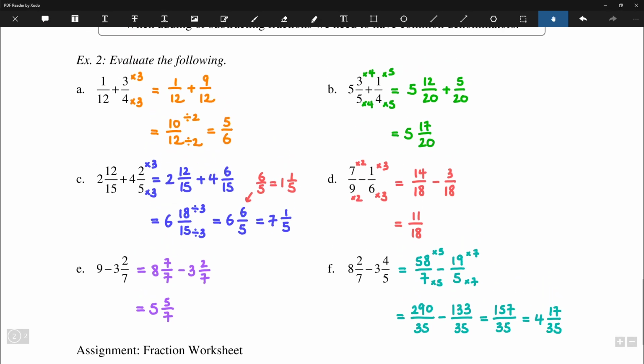So there are a couple of different ways of subtracting fractions that we looked at today, and also adding fractions before that. And that's it for today, so thank you for listening.